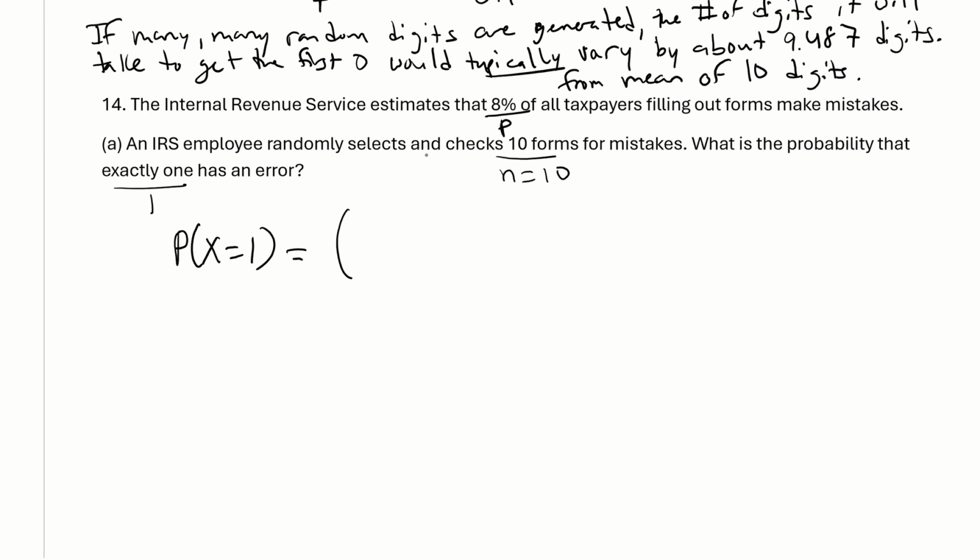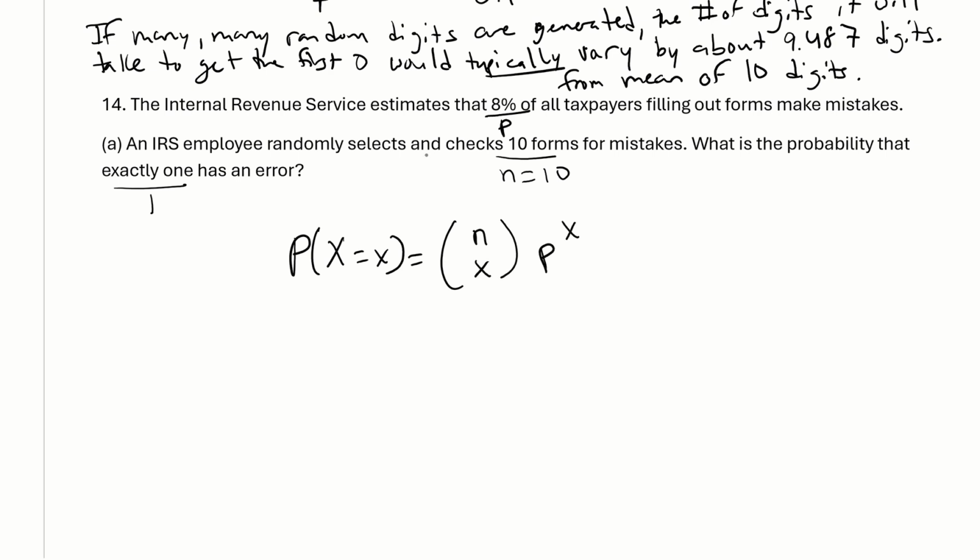So we have n choose x. I'm going to write out the entire formula. So P of X equal to x is equal to n choose x times p to the x times (1 minus p) to the n minus x. And in order to calculate n choose x, you can do n factorial divided by x factorial times (n minus x) factorial.